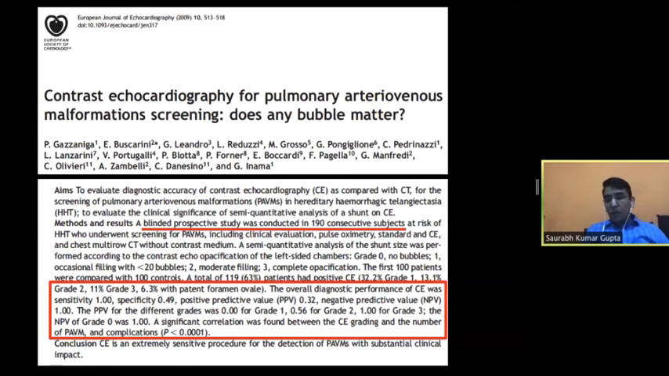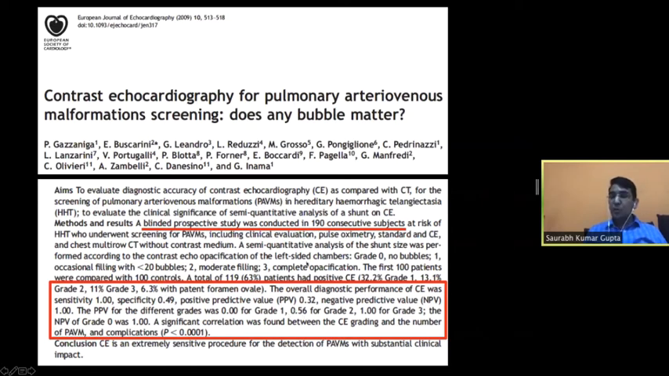Now, why is it important to grade? Is every bubble important? Does any bubble matter on the left side? Is the appearance of a single bubble or a few bubbles important? So this elegantly done study on 190 patients of pulmonary AV fistula said that the overall diagnostic performance of contrast echocardiography was sensitivity of 1, specificity of 0.49, positive predictive value of 0.32, and negative predictive value of 1. The positive predictive value for different grades was 0 for grade 1. So if it is grade 1, of course it is 0. If it is grade 2, also it is quite low.